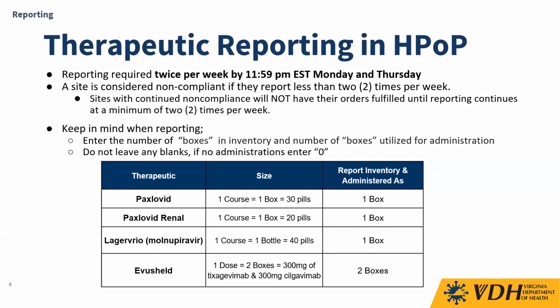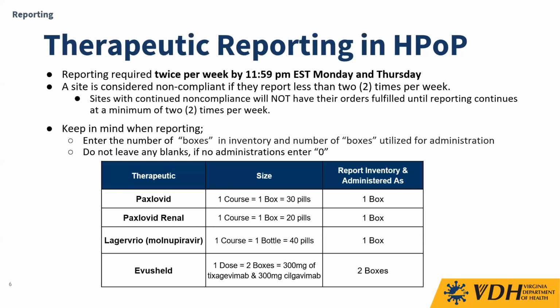When reporting your therapeutic inventory and administrations in HPOP, think of what you are reporting as in boxes. For administration, enter the number of boxes used for that administration. For inventory, enter the number of boxes that you have on hand in the facility. Please ensure you are putting a number, even if it's a 0. Please don't leave it blank. The provided table below is for your reference.